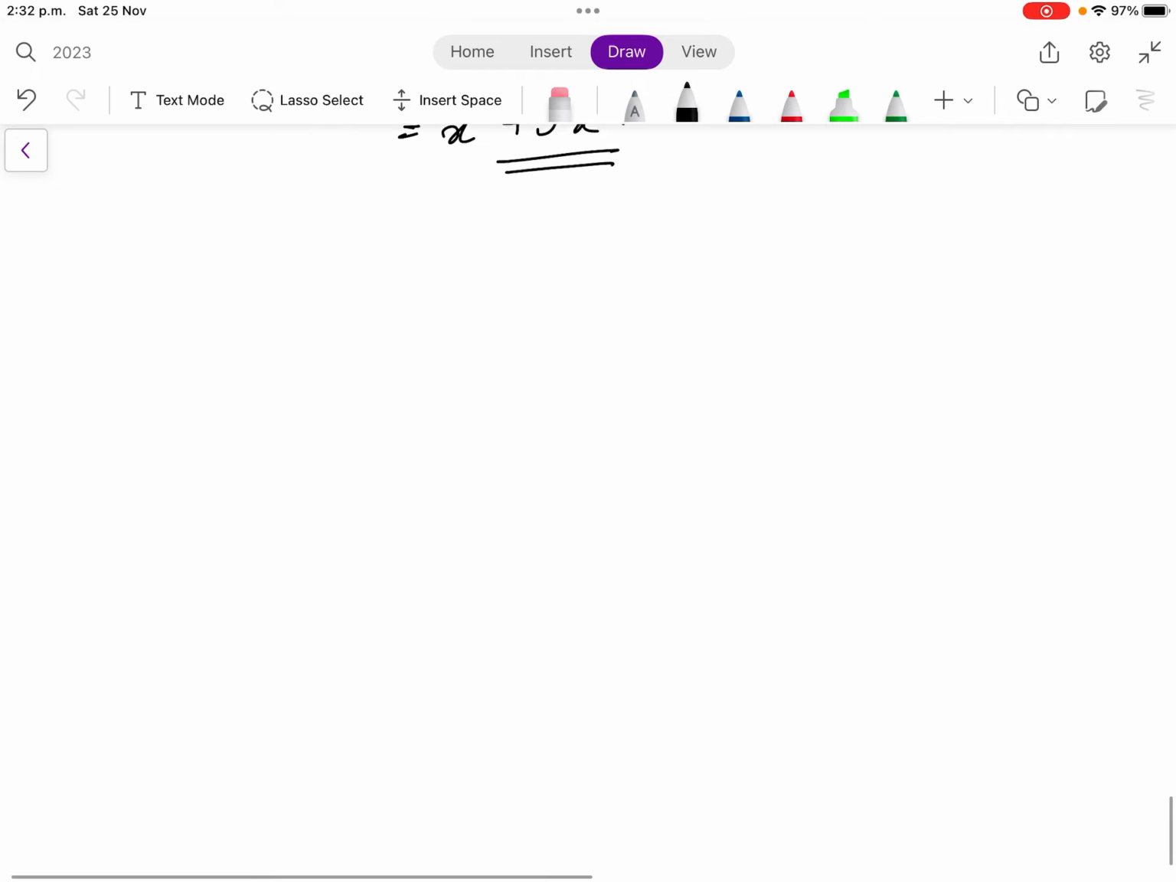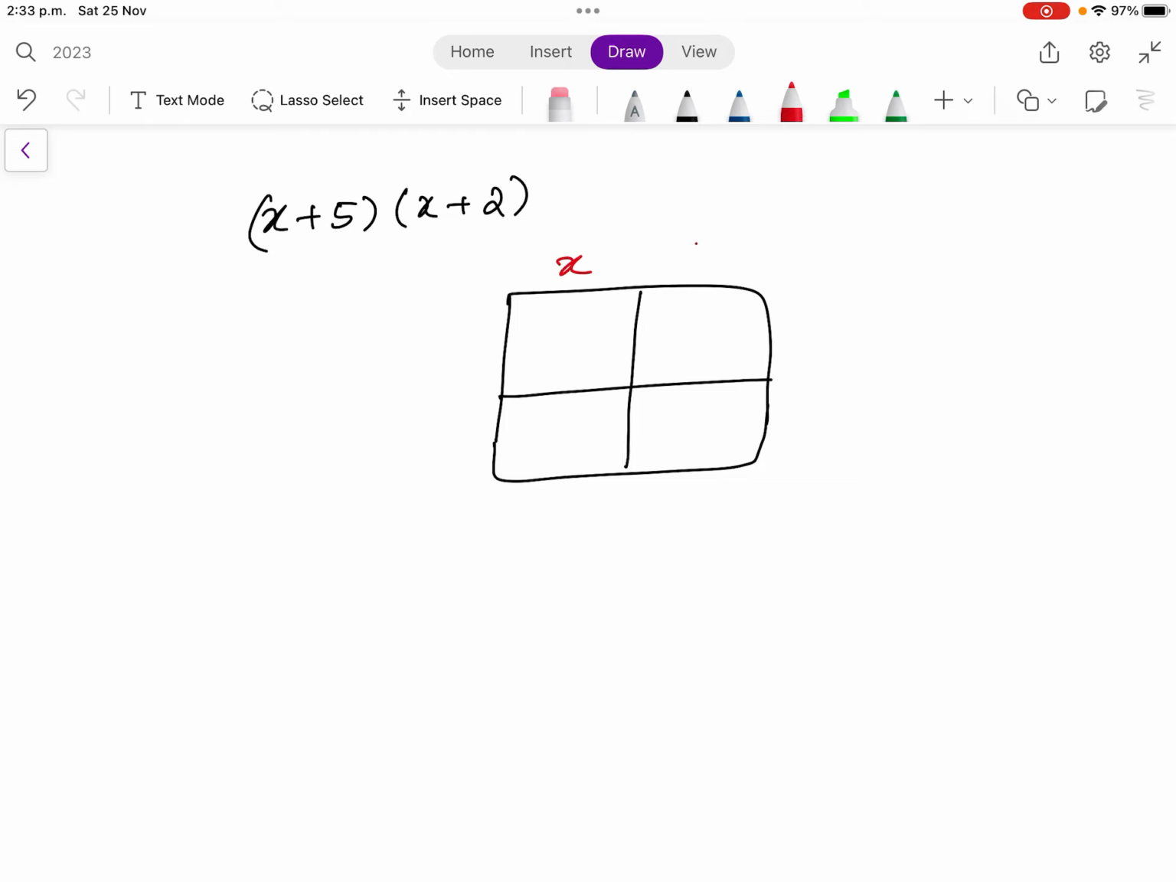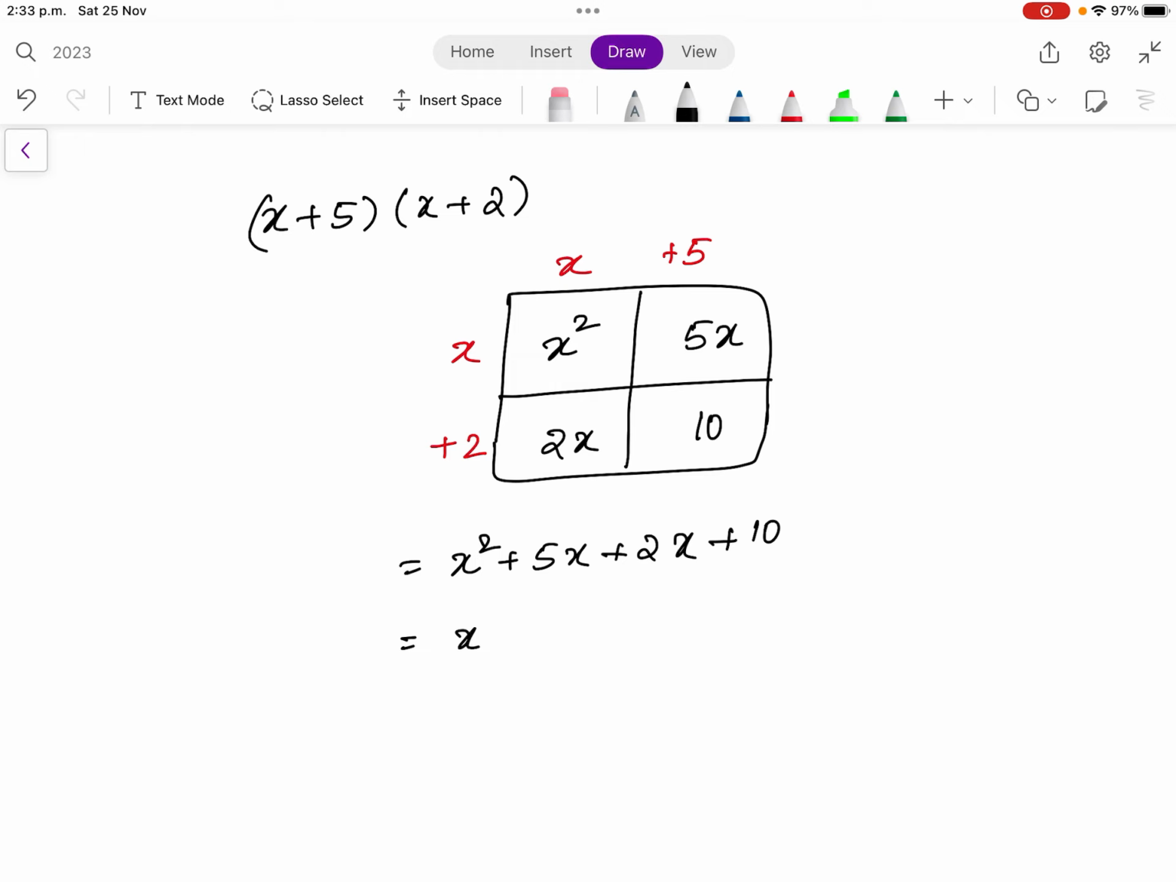I'll show one more of the same thing, (x + 5) times (x + 2). Since I have two terms, I draw a box with 2 on both sides. Here I write x plus 5 and here I write x plus 2, and then I multiply this and write it over here. So that is x square. Then here it will become 5x, here it will become 2x, and this is 10. Then I write the answer as x square plus 5x plus 2x plus 10, that's equal to x square plus 7x plus 10.